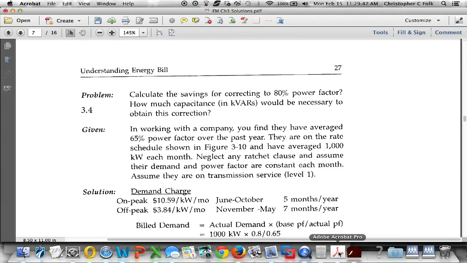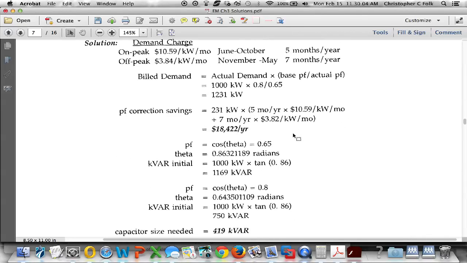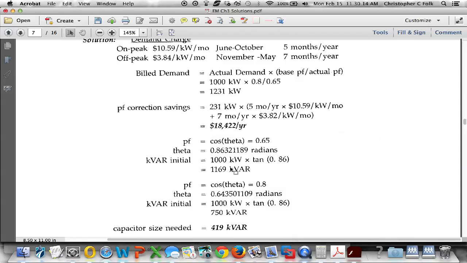So we have to calculate the size of the capacitor that will offset the inductive reactance caused by motors and wiring in a facility. If we wanted to correct to 100% power balance, as shown here, we would have to reach a 1169 kVAR amount of capacitance. Well, we don't. We only have to get to 80%.